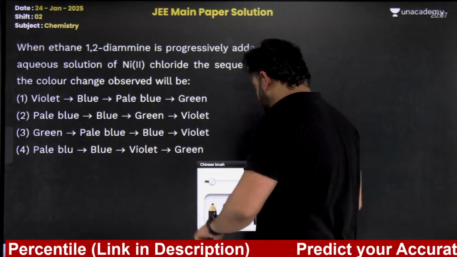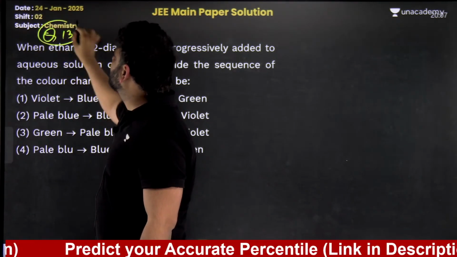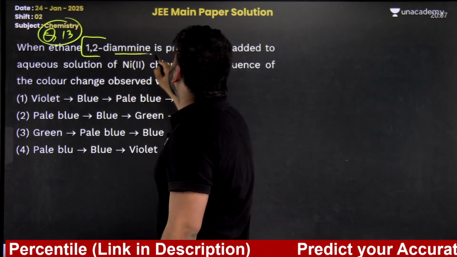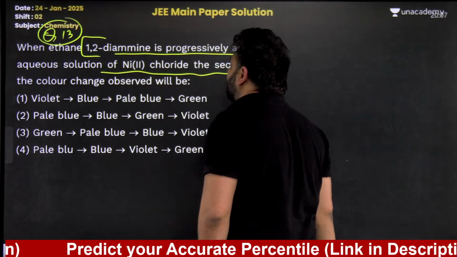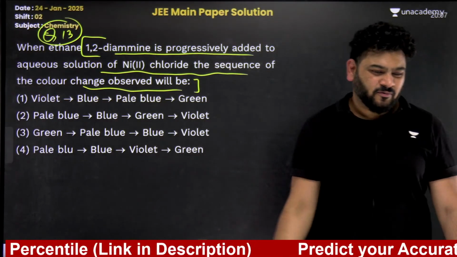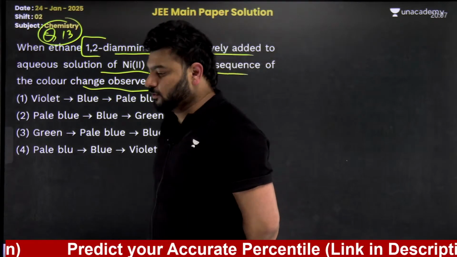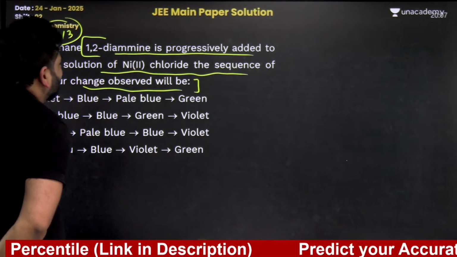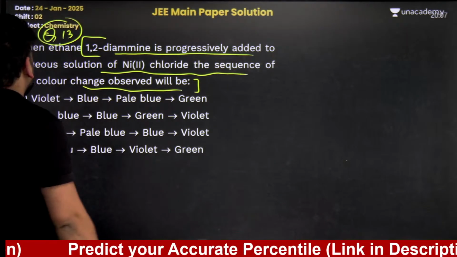Now we have question number 13. Question number 13 is: when ethane-1,2-diamine is progressively added to an aqueous solution of nickel(II) chloride, what will be the sequence of color change observed? I don't know where they got it, probably in your coordination compounds chapter, either from the NCERT, I guess, from coordination compounds itself. So let's see how it goes.